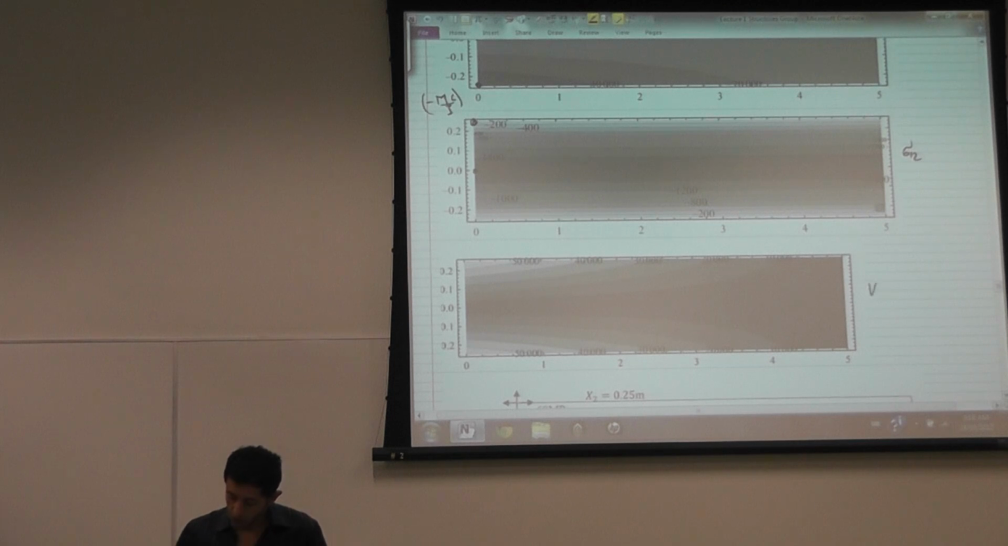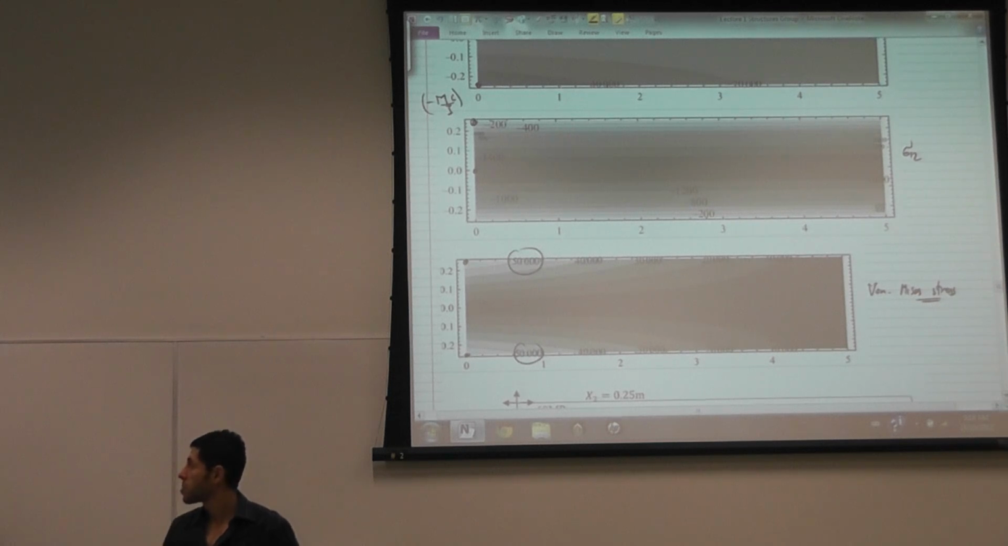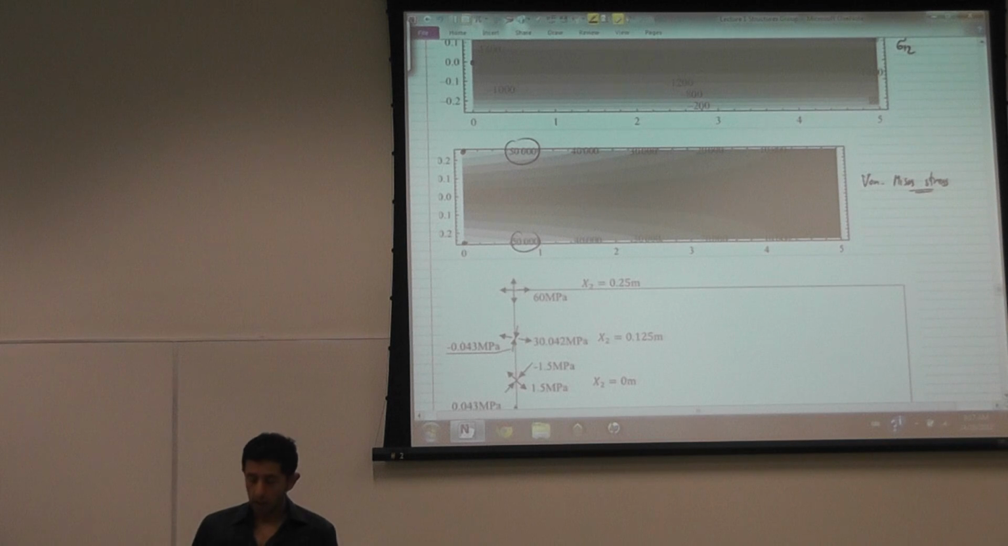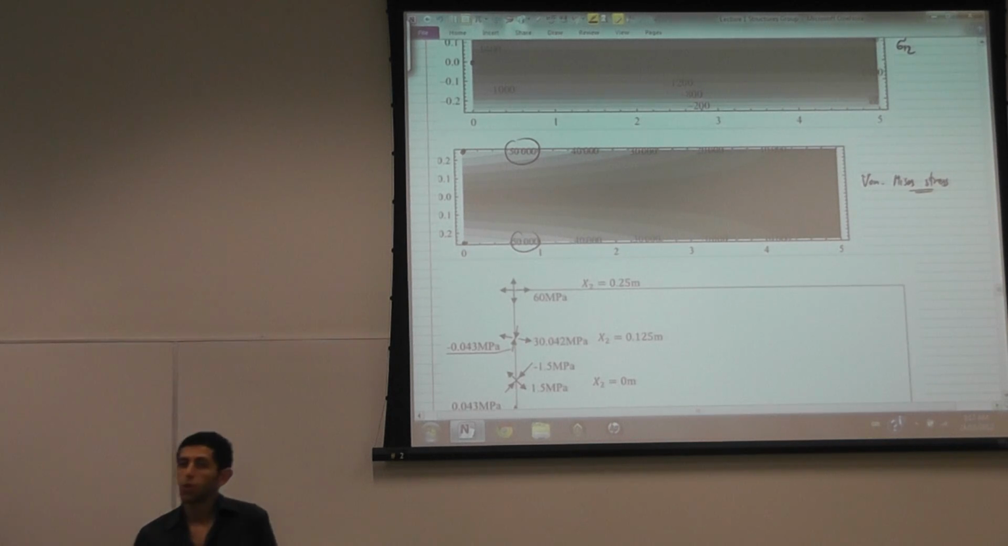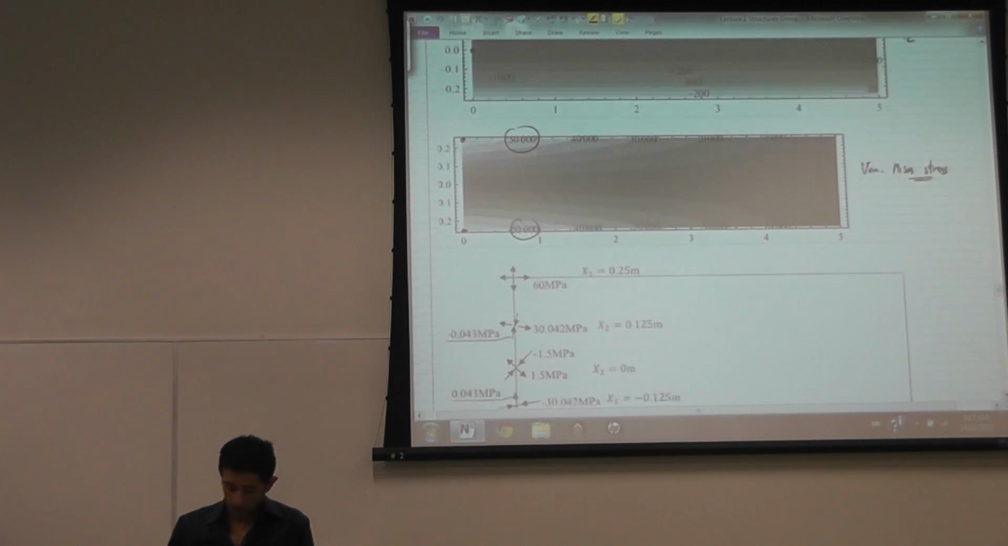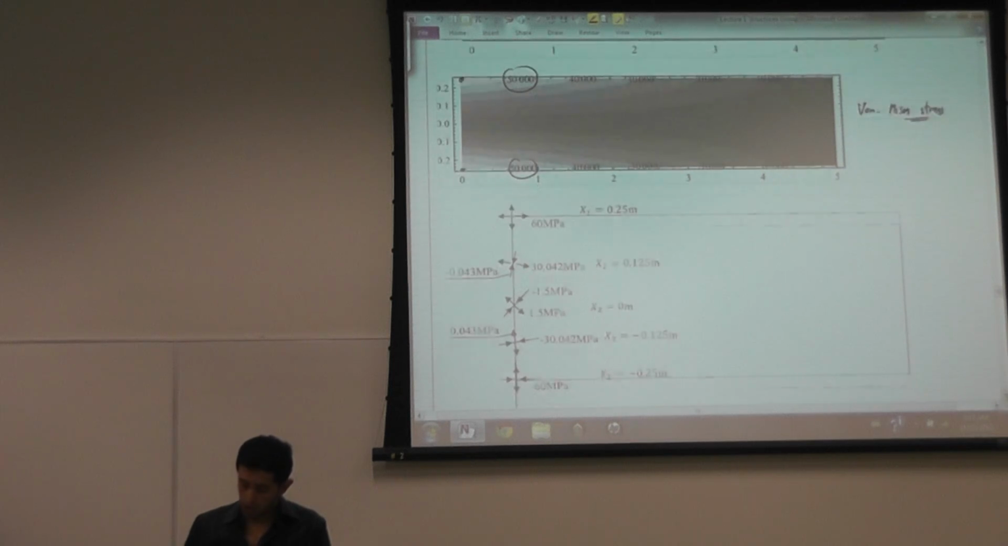So when you look at the von Mises stress, it does not differentiate between tension and compression, and that's why you have numbers. You have the number here and the number here, they are the same. And so the von Mises stress at the top of the beam is equal to von Mises at the bottom of the beam. And because I have sigma 1 and sigma 2 at every point, I can find the principal stresses at every point.